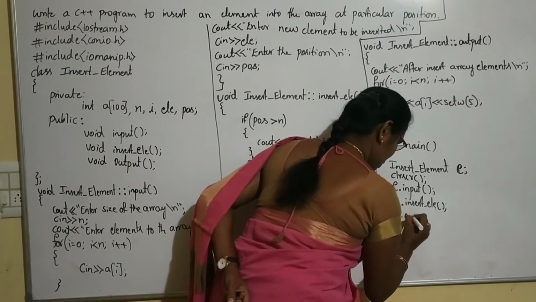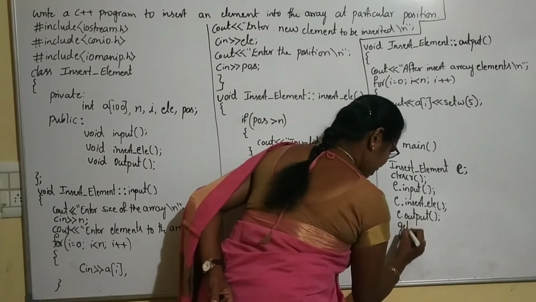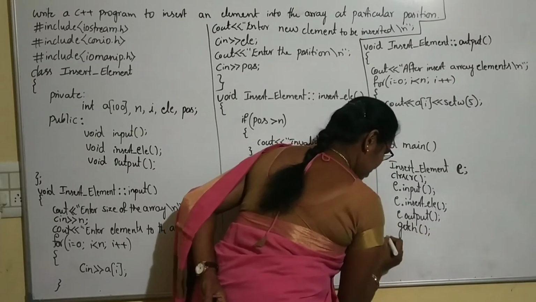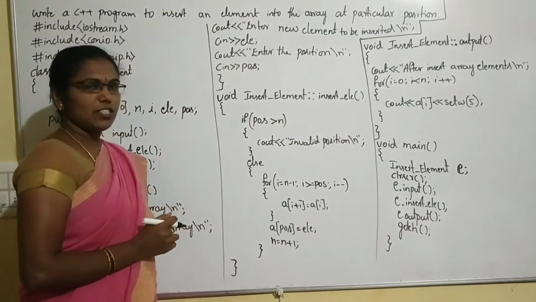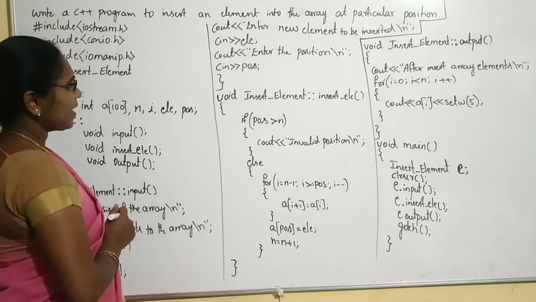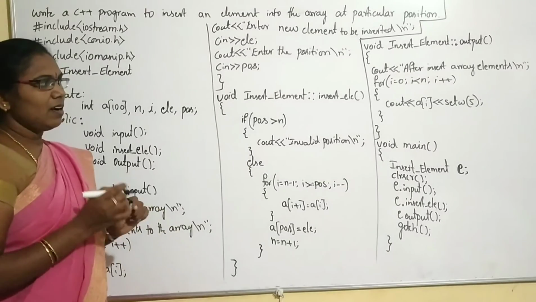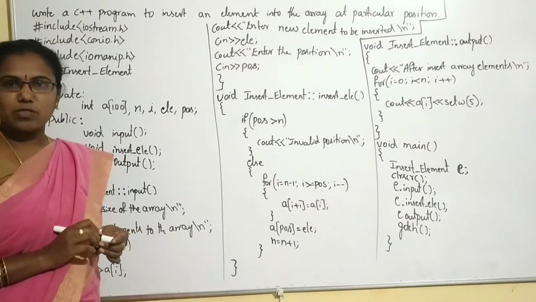Next, e.output. Later we call the getch function. Close the main function. So this is the way to implement a C++ program for insertion sort. Now I will explain how this program is traced out and how to insert the new element at the particular position.